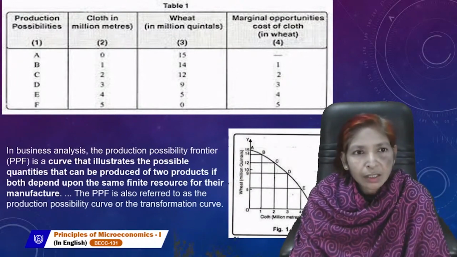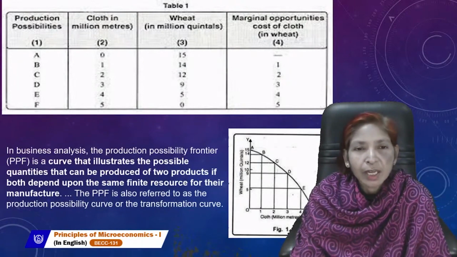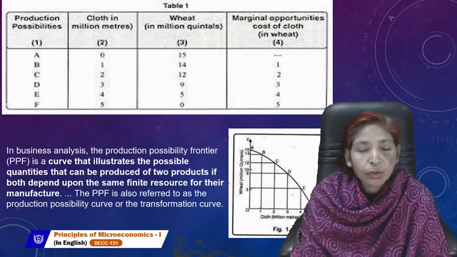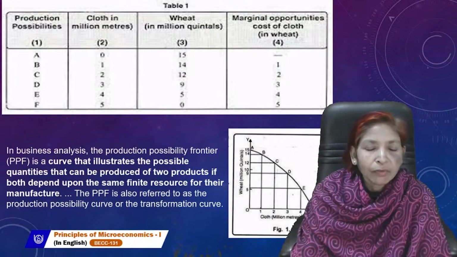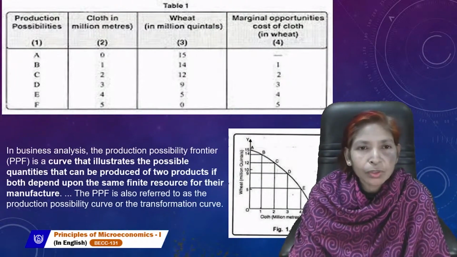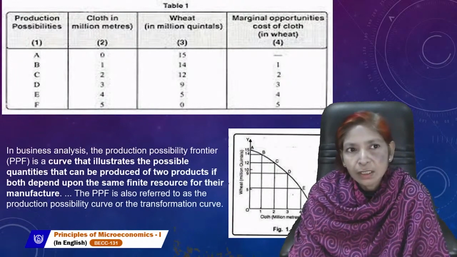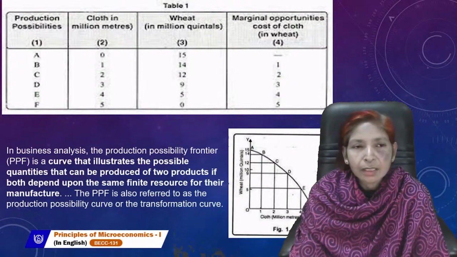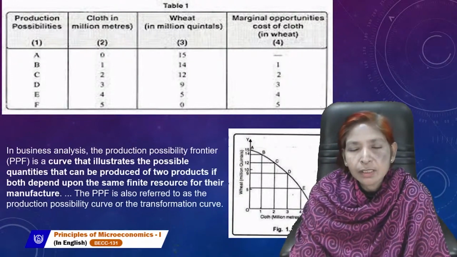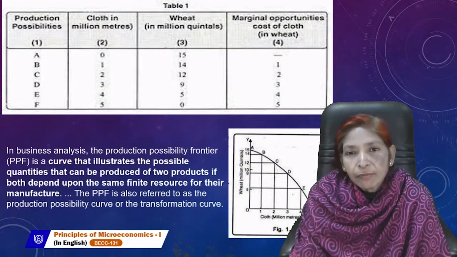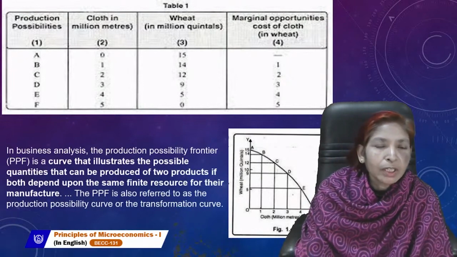As we increase the units of cloth, we have to reduce the production of wheat. Because we have limited resources, we can't produce both goods in the same quantity due to scarcity of resources. We have to make a choice between these two goods, cloth and wheat. Either we produce more cloth and less wheat, or more wheat and less cloth. Here comes the rate, marginal opportunity cost. Marginal opportunity cost is that cost which refers to the change in wheat due to change in units of cloth.